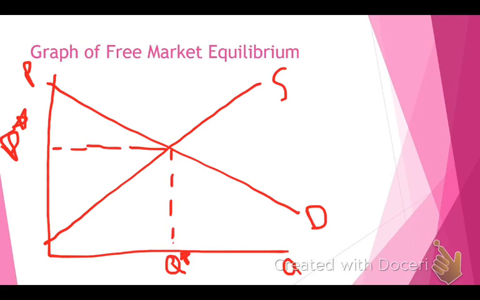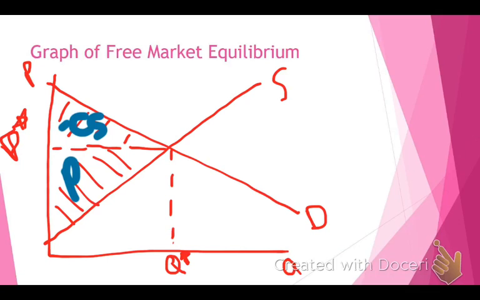And then we know consumer surplus, is it above or below the price line? This triangle right here, is that consumer surplus or producer surplus? Consumer surplus is above the price, below the demand curve. Just look for the demand curve. The one touching the demand curve is consumer surplus. And below the price and above the supply curve is producer surplus.